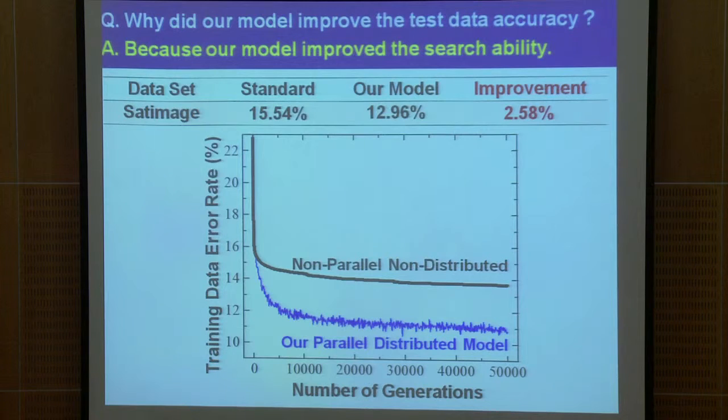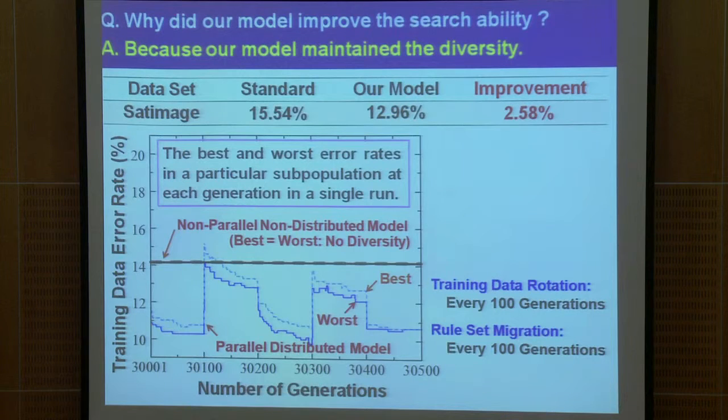This slide shows the training data error rate over 50,000 generations. Still decreasing. So by increasing the number of generations, we may have a better result, and a much better result obtained from our parallel model. But why did the model improve the search ability? This is because our model maintains the diversity.